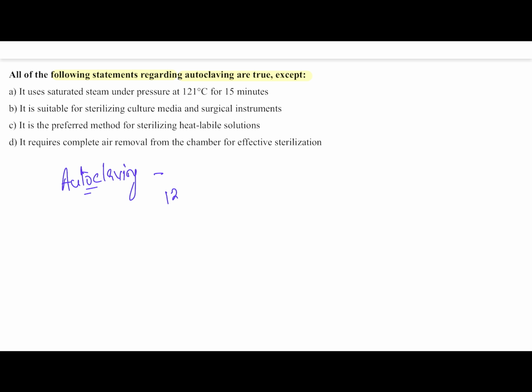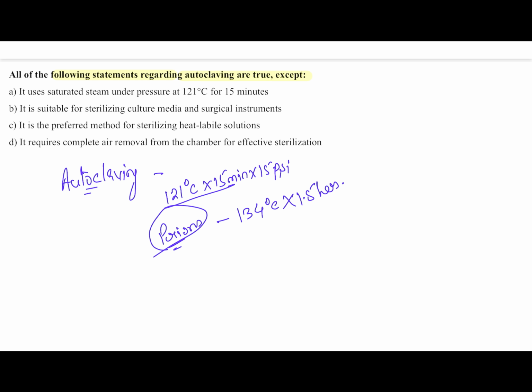Autoclaving we can do at 121 degrees Celsius for 15 minutes, and the pressure will be 15 psi. This is for the autoclaving. But if you want to kill the prions, then you need to increase to 134 degrees Celsius for 1.5 hours. Then it will kill prions also. What will be the control? Control is Geobacillus stearothermophilus. It will be the control where you are using autoclaving.